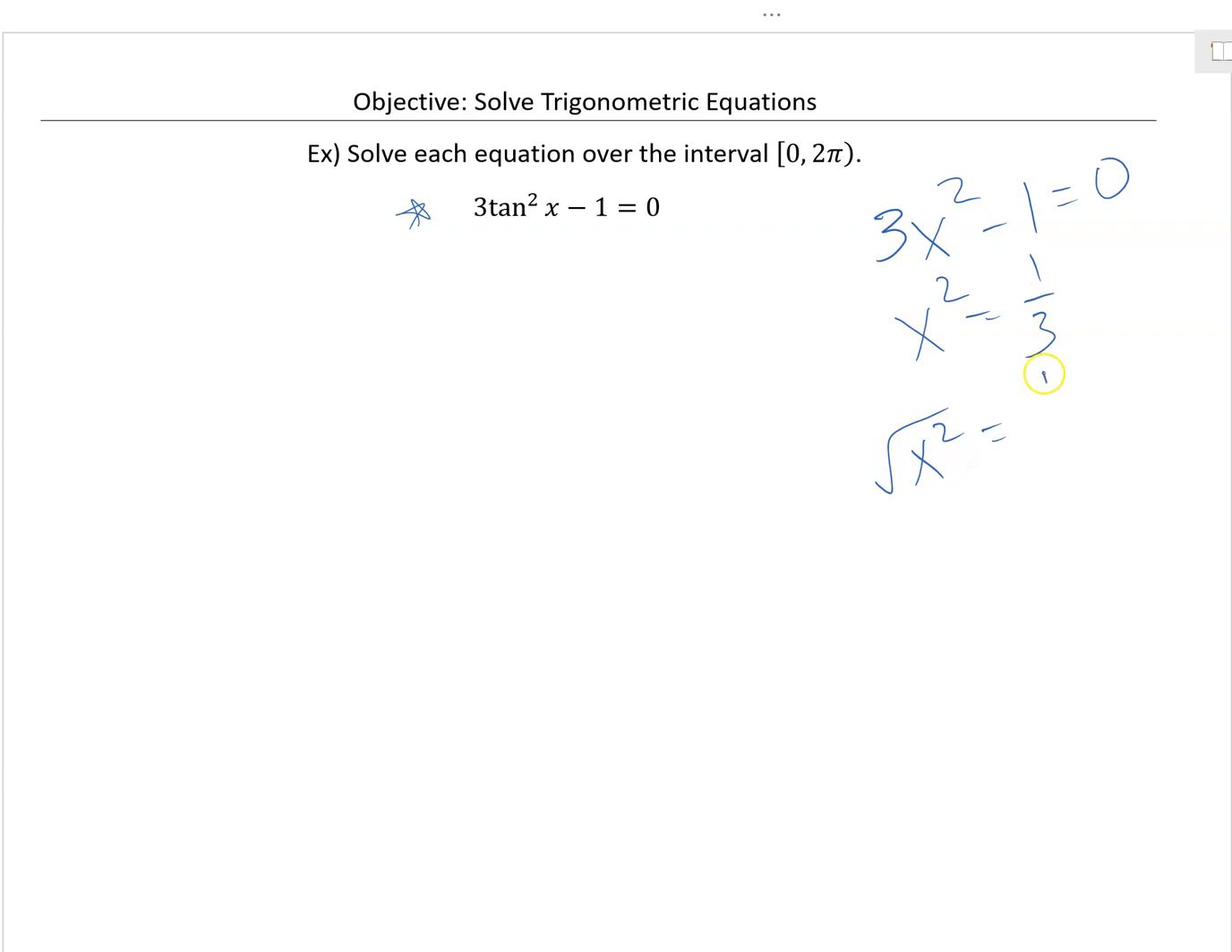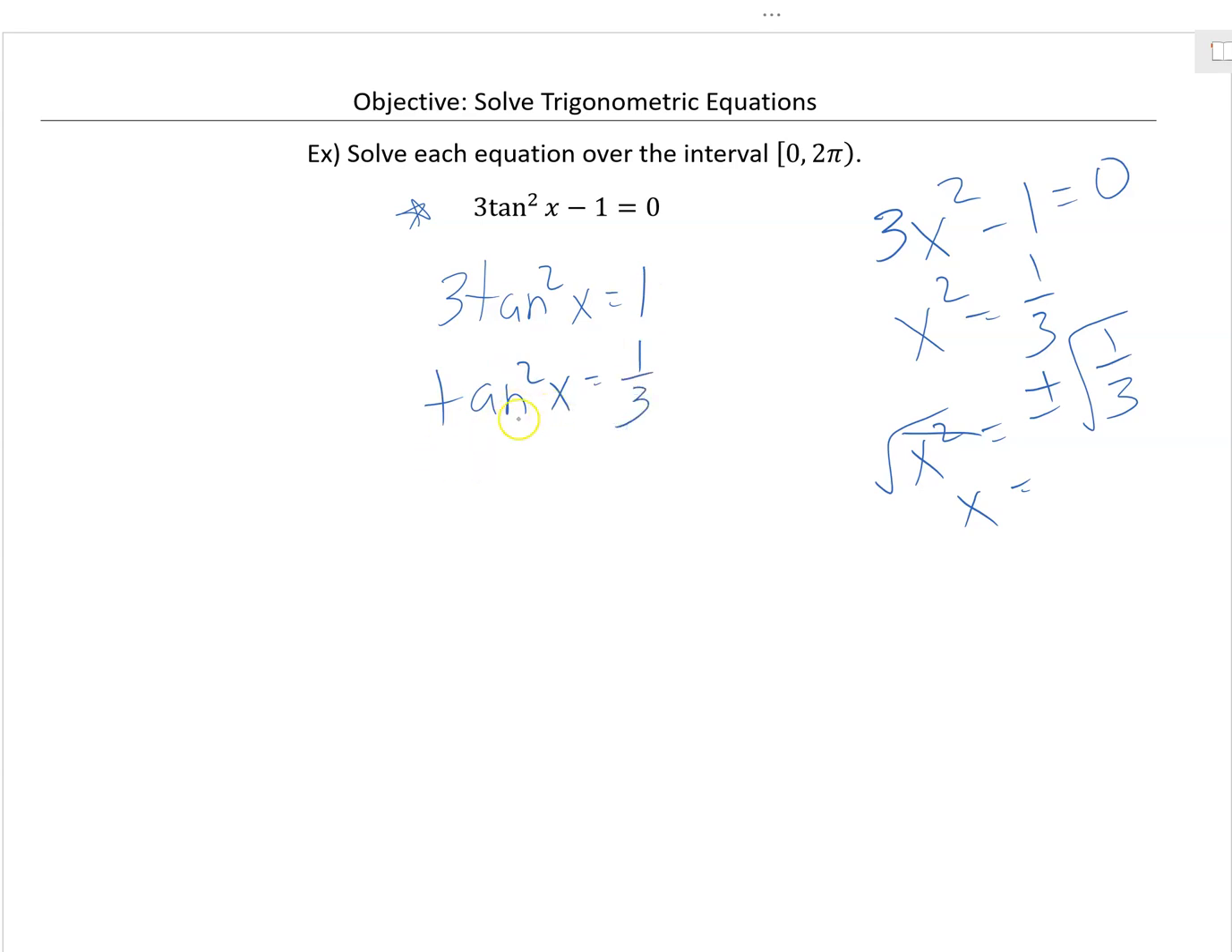And that's our square root property, and remember that would give us a plus or minus. And then we can simplify and stuff like that. So we treat it very similar to that, except we have tangent instead of just an x. So we would add our 1 to both sides, then divide both sides by the 3.